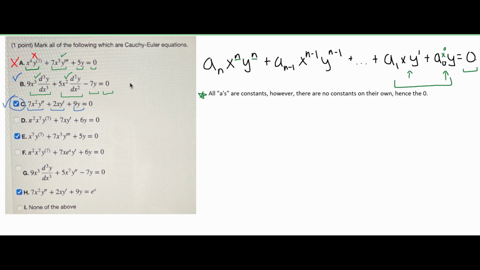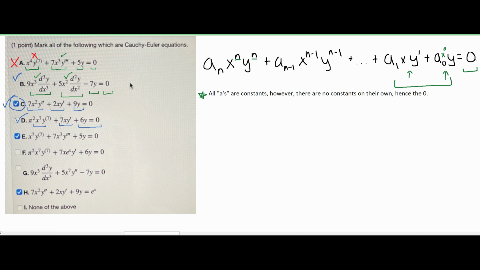Now we look at D. For D, we have a constant times x to the 7th times y to the 7th. Since our exponents are the same and pi squared is just a constant, this is okay. Next, we have a 7 times xy prime. Again, if we look at what I wrote out here, we have a constant times x times y prime, so this is okay as well. That means the rest of this will be okay for the same reason, so D is an option. So far we have B, C, and D as our Cauchy-Euler equations.